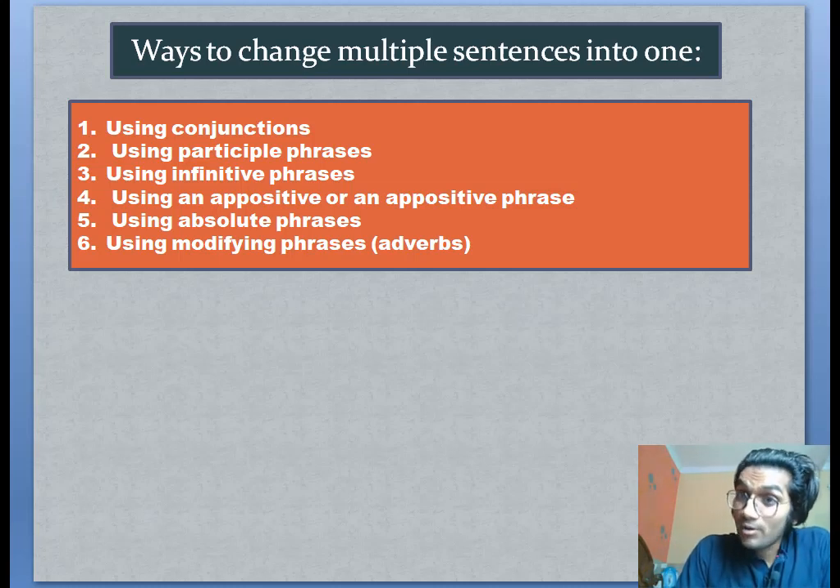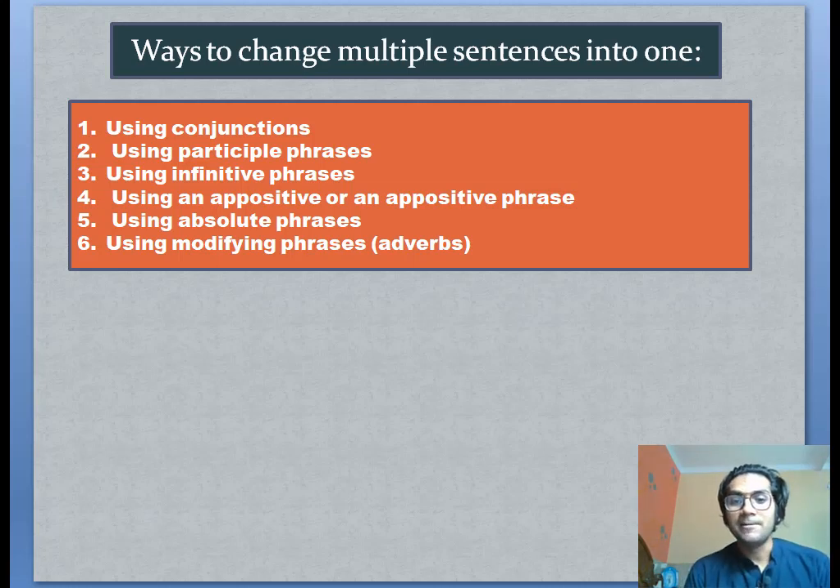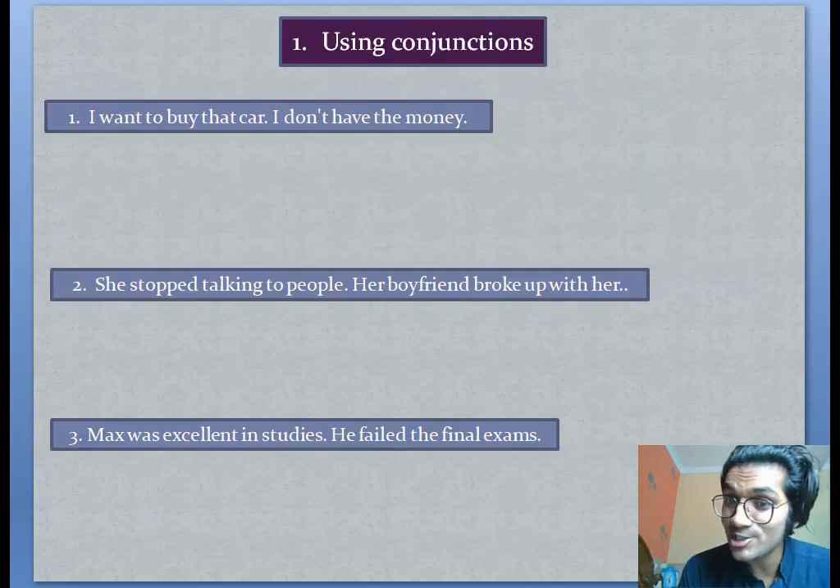We will be using appositives, simply a word or a phrase, right? An appositive is basically a word or a group of words that gives a new name to a noun that sits next to it, right? And we will be using absolute phrases. These phrases modify a complete sentence. I love these phrases. And we will also be using modifying phrases. These phrases will be working as adverbs. So these are the things that we will be using to change two or more sentences into one.